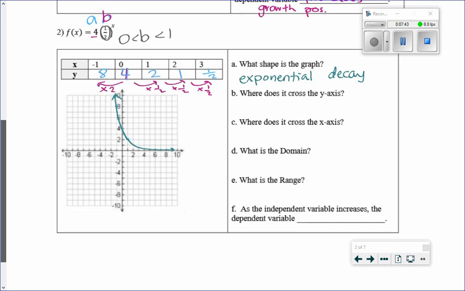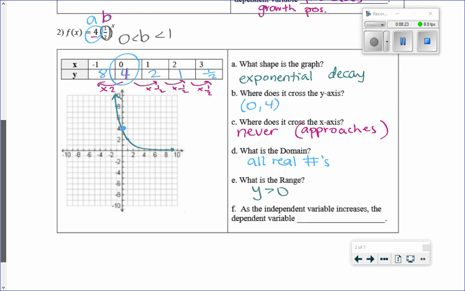All right, where does it cross the y-axis? 4. So at 0, 4, that's our y-intercept. And we can see that in the table. We can see that in the equation right there and on the graph. Where does it cross the x-axis? Never. It doesn't. It just approaches it. What's our domain? All real numbers. Write it how you want. And what's our range going to be? Y is greater than 0.